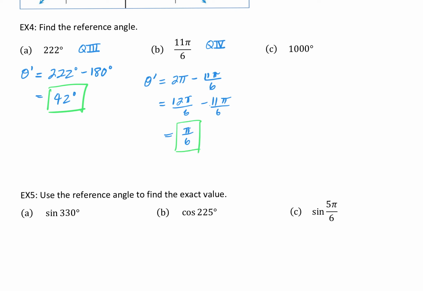So that's just a check. If you're trying to find the reference angle and you get something that is negative or something that is larger than 90 degrees or larger than pi over 2, then you did some math wrong. So just double check and make sure the angle that you're using is within one rotation of the circle.